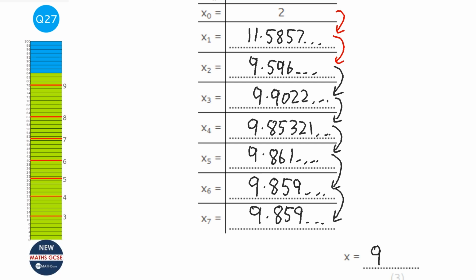So my answer will be 9.86, but like a lot of questions on the exam, it's the working out that gives you the mark. So you have to show all the stages, your x1, your x2, your x3, x4, x5, x6, and then we did the next 7 just for the heck of it.